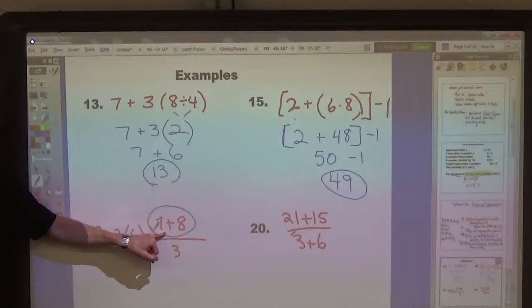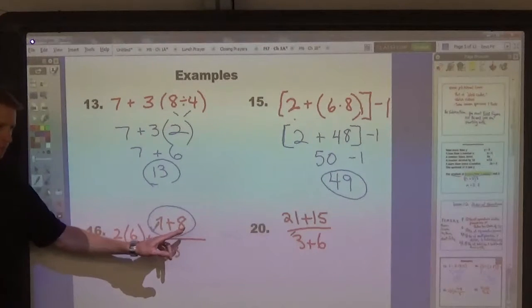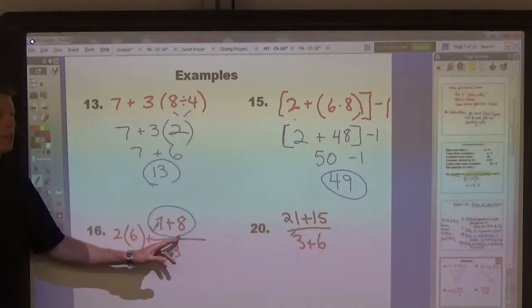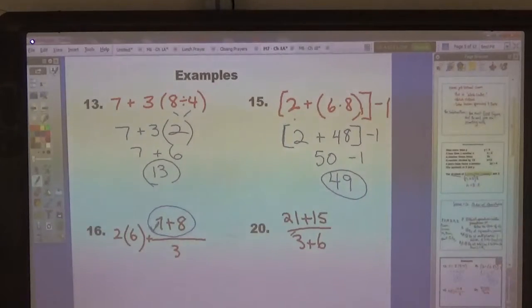But when it's above a division bar, Aiden, are you not feeling good? All right, why don't you stand up and go over by the window? That'll help wake you up, okay?